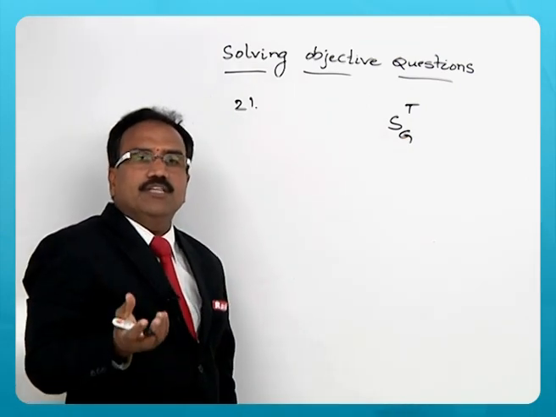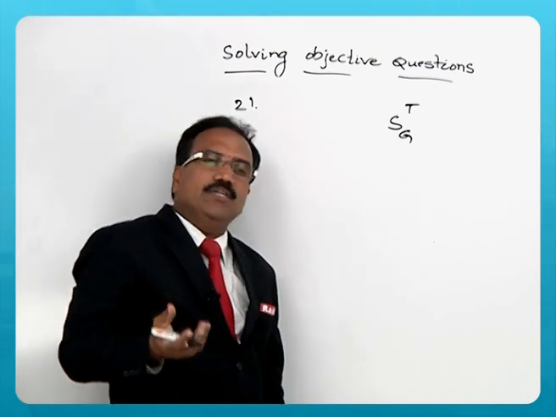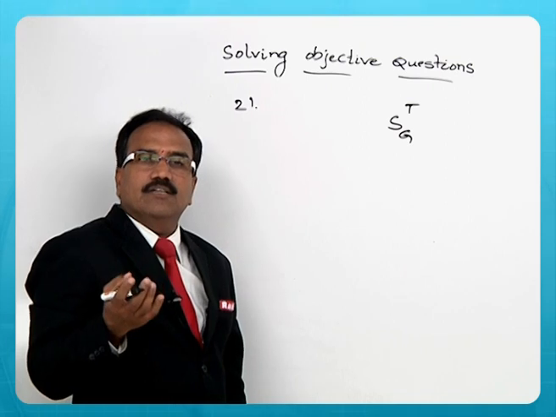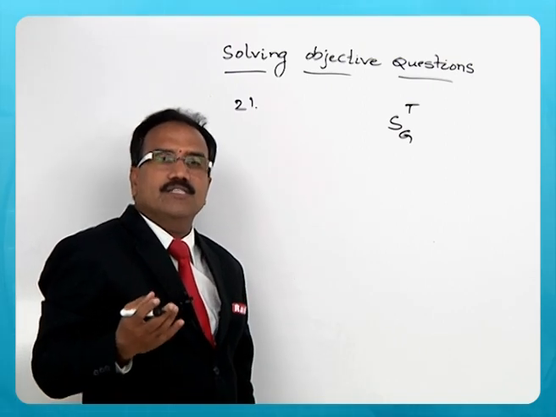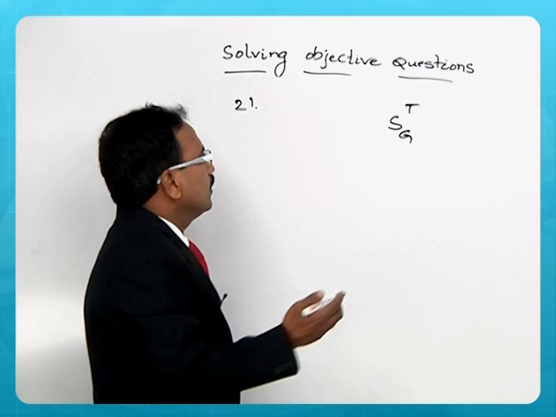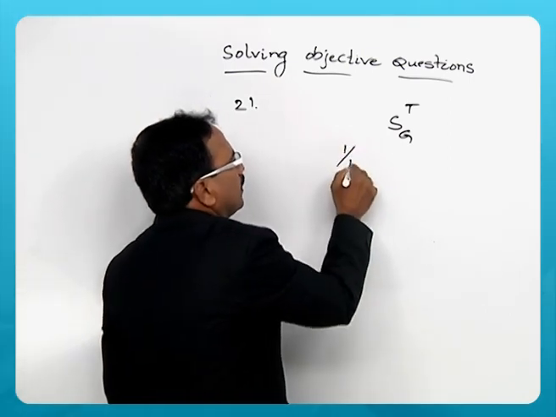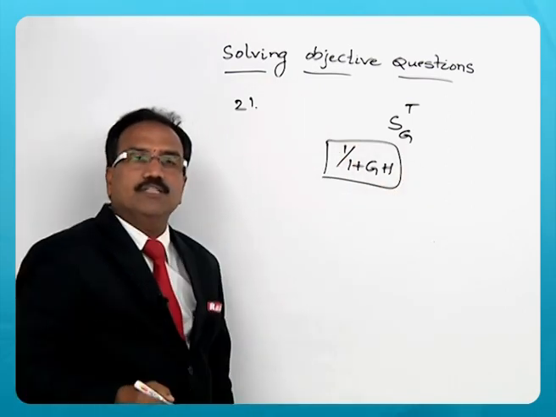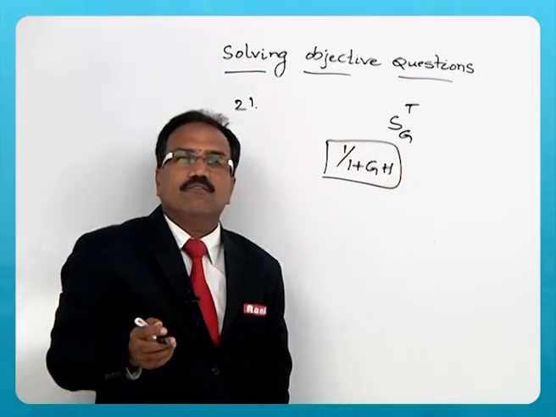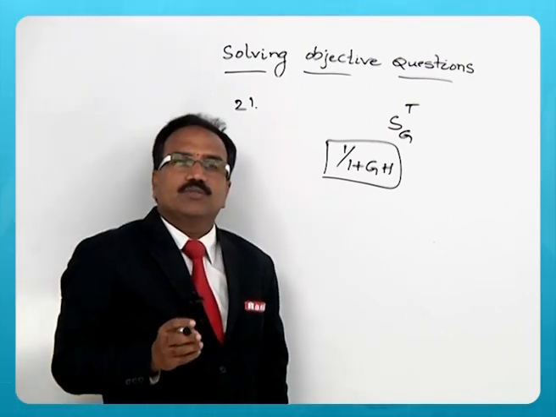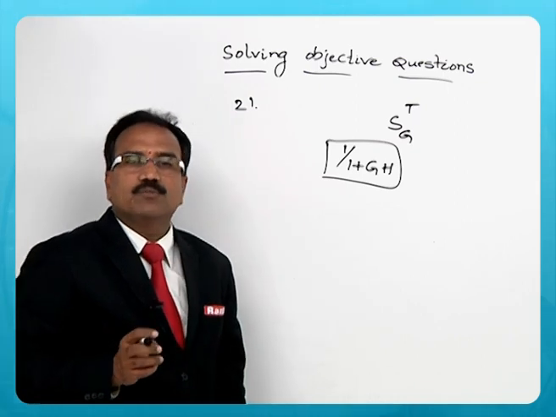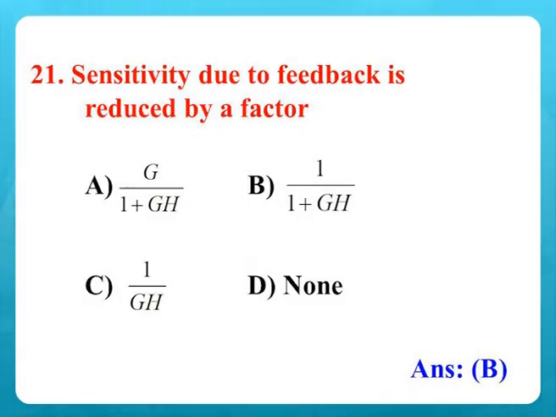So if any variation is there, if any parameter tries to influence the system or plant, then that effect is very less in the case of closed loop control system, because it is reduced by a factor 1 by 1 plus GH. That is the advantage of closed loop control system. They are very less sensitive to the parameter variations. No parameter can influence the closed loop control system. So the option B is the right answer.